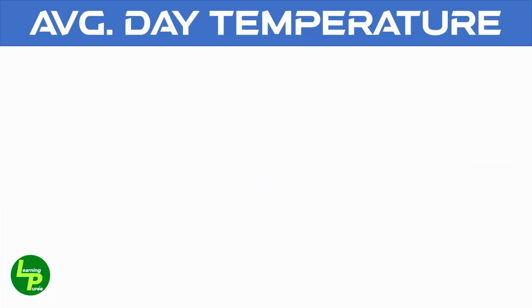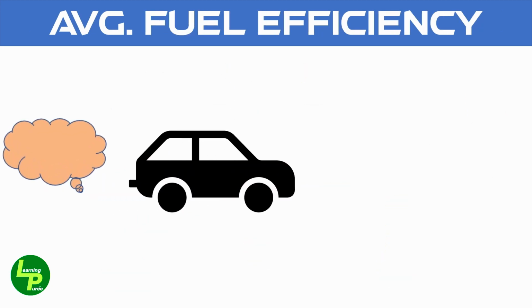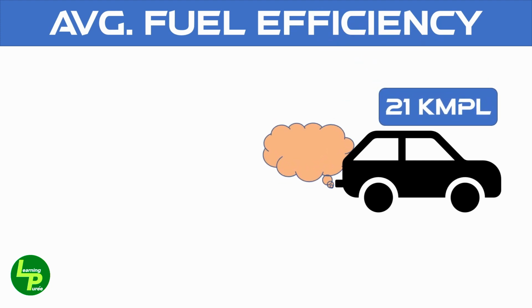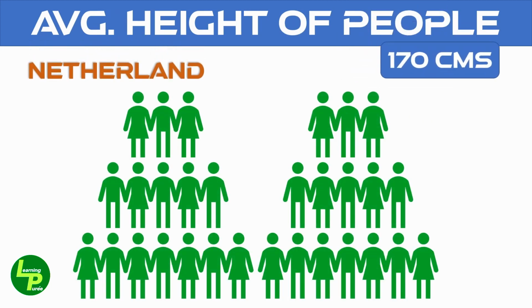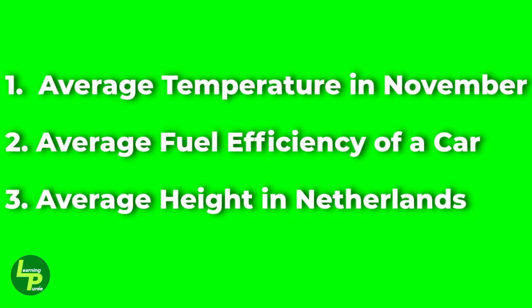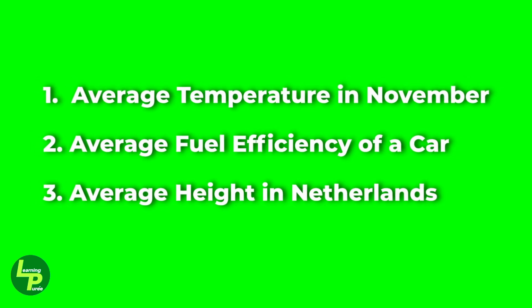For instance, we can infer whether the average day temperature in the month of November has been below 15 degrees Celsius, or whether a particular car A has a fuel efficiency of 21 kilometers per liter. Not more, not less. We can even infer whether the average height of people in Netherlands is more than 170 centimeters. These three are good examples of inference for a sample drawn from a large dataset.